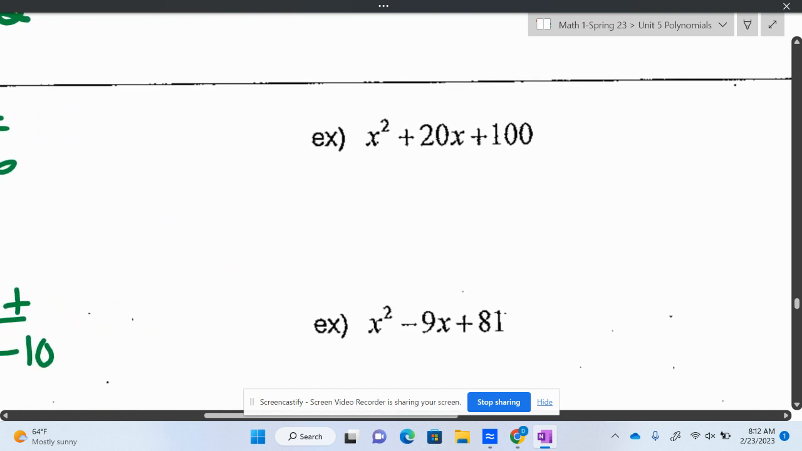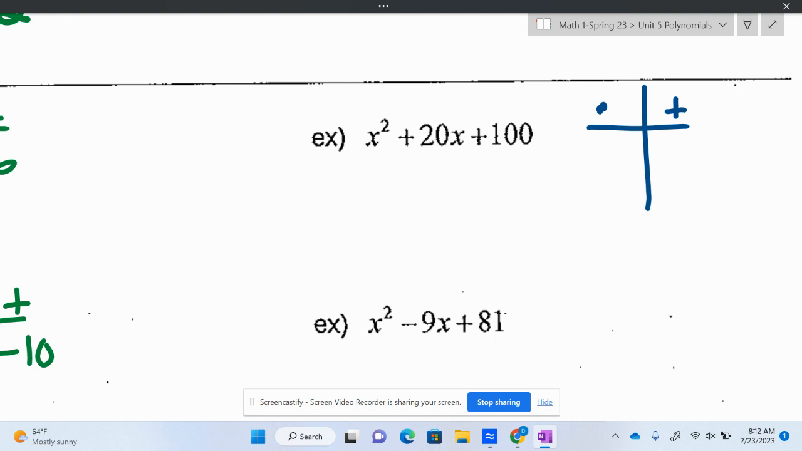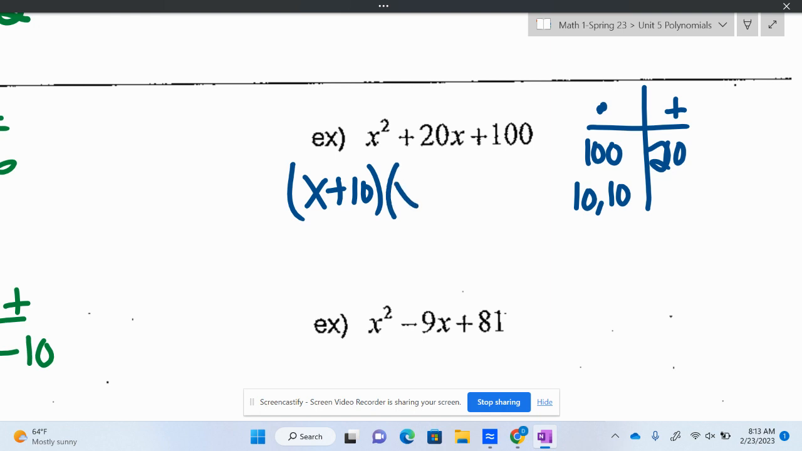Let's fill out our times plus chart. What two numbers can I multiply together? What am I trying to find on the times side? 100. And what does it have to add to? 20. So what are my two factors, Hayden? Yeah, positive 10 and positive 10. So x plus 10 times the quantity x plus 10, which is the same thing as x plus 10, the quantity squared.